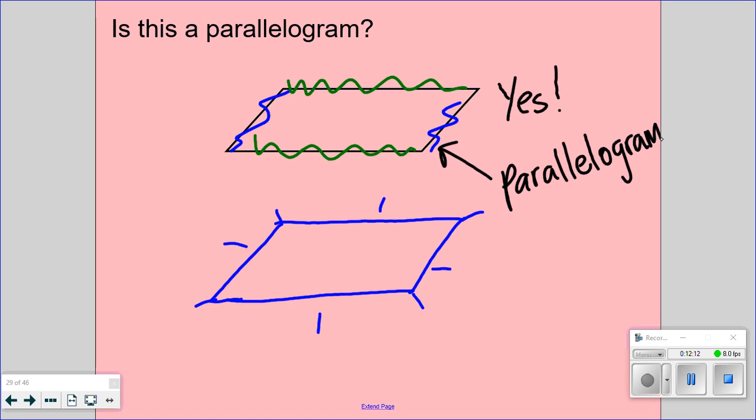Parallelogram. It's a parallelogram. It fit the rules. That's how we know. If it fits the rules, then we're good to go. My favorite is a parallelogram. A bucket. Alright, I'm going to give you another shape.